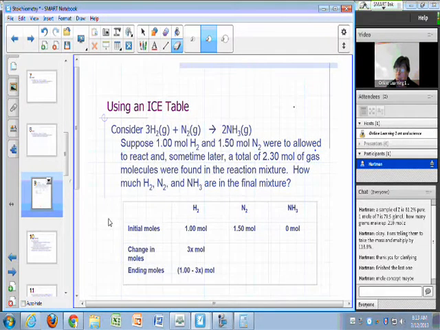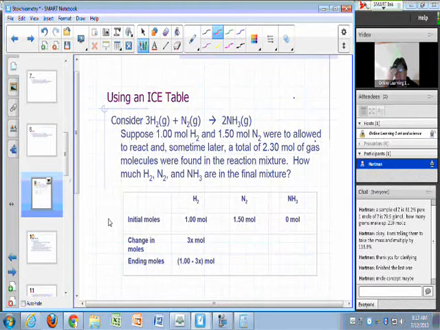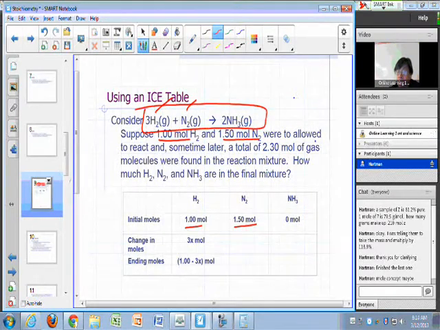So here's a question that is easily solved using the idea of moles of reaction. In this problem, you start off with 1 mole of H2 and 1.5 moles of N2, and the reaction involves 3 moles of H2 for every mole of N2 to give you 2 moles of NH3. So initially, you have 1 mole of H2, 1.5 moles of N2, and 0 moles of NH3.